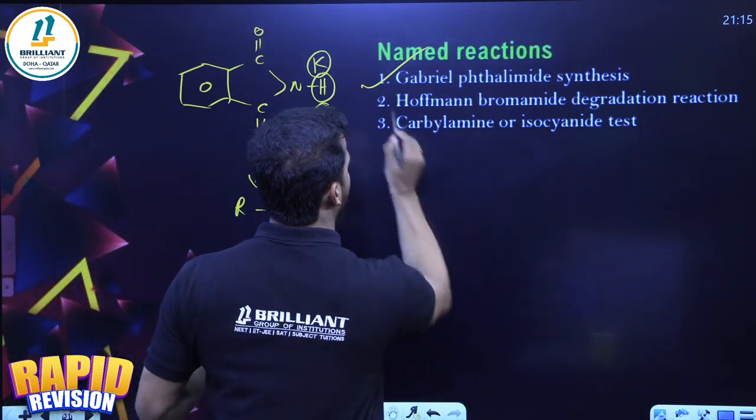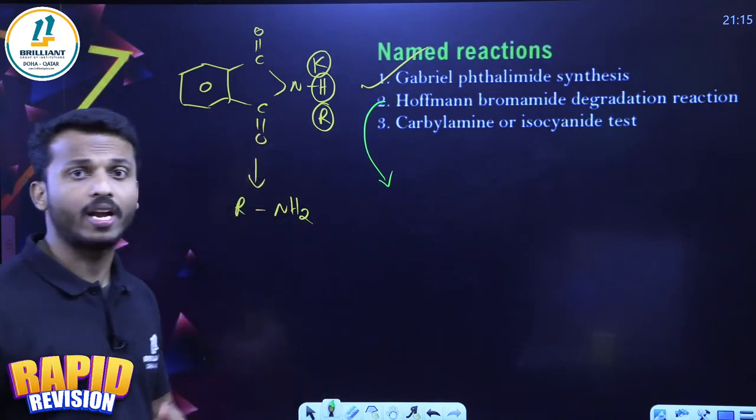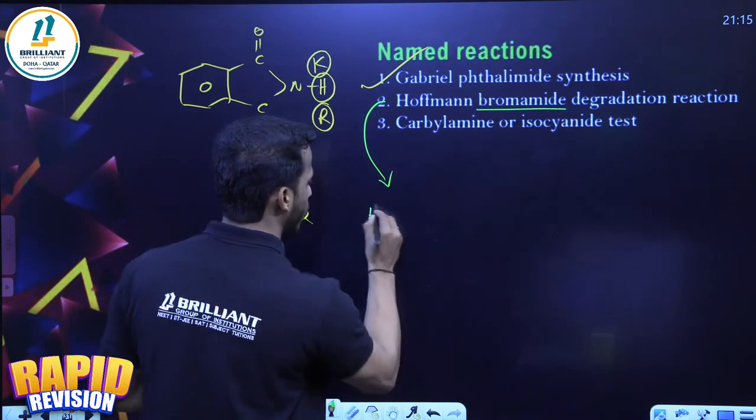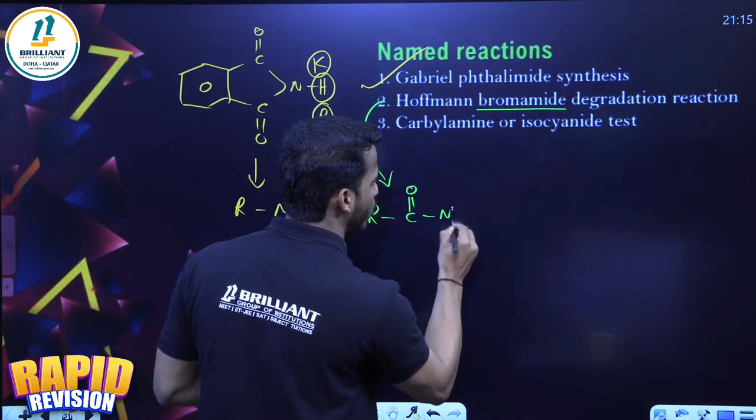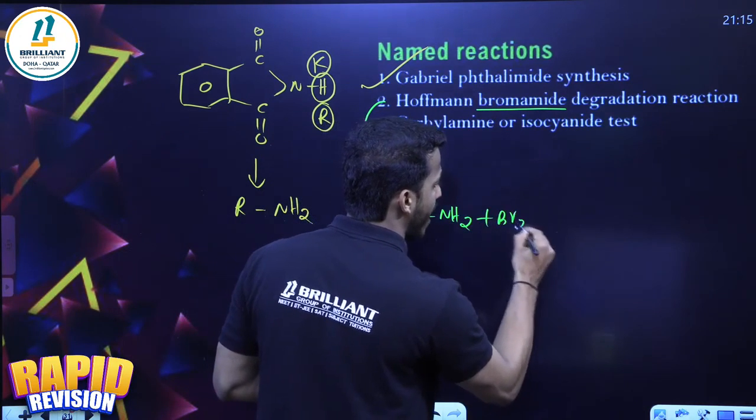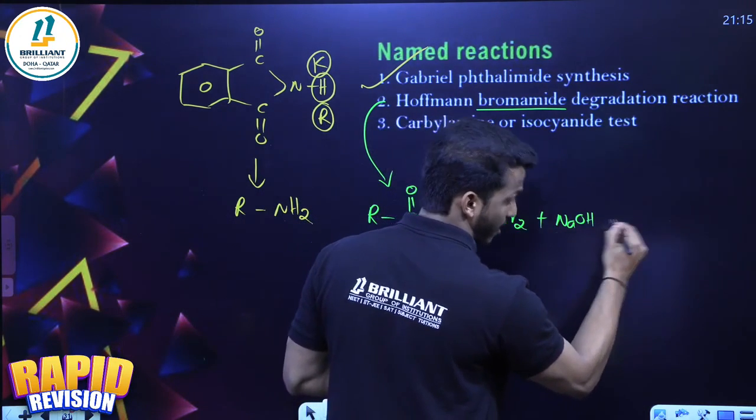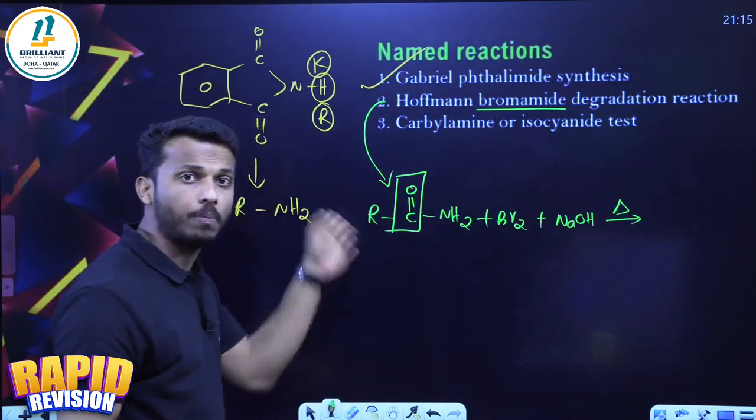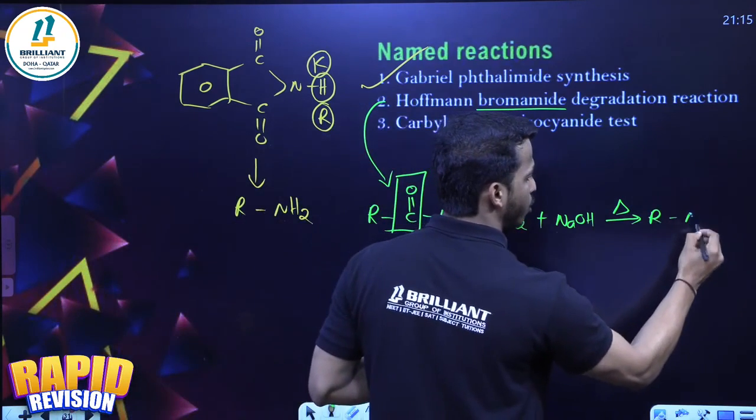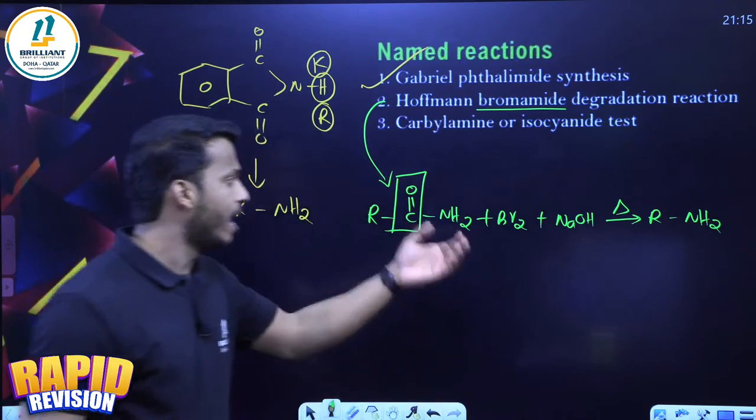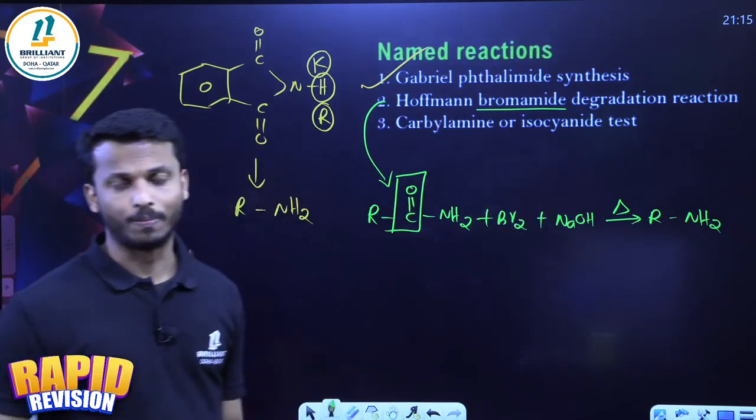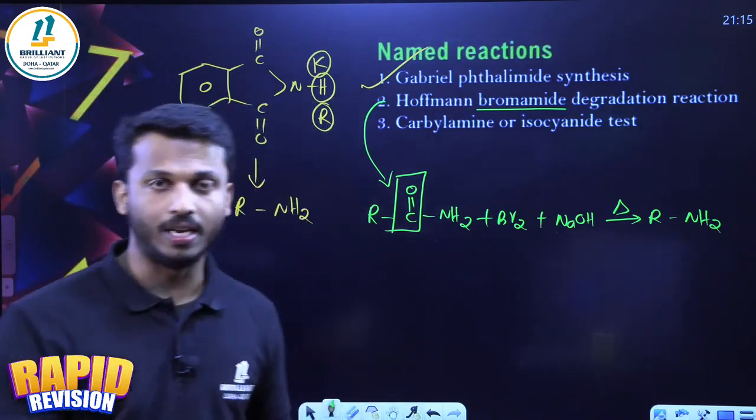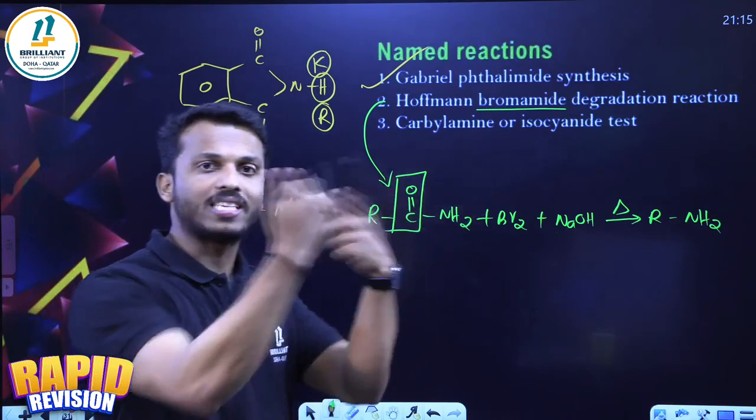What is Hofmann bromamide? The most sure question from the amine chapter. Hofmann bromamide. Maybe a direct question or in the conversion part. So what is the amide? Dear all, RCONH2. What is the bromine? Br2. The reaction happens in presence of NaOH or KOH on heat. What happened? The CO part from the amide is removed. What is left, dear all? RNH2, a primary amine. You know the byproducts, which are NaBr, Na2CO3, and water. So what is the Hofmann reaction property, dear all? It's a preparation of primary amine from amide, with one carbon less.